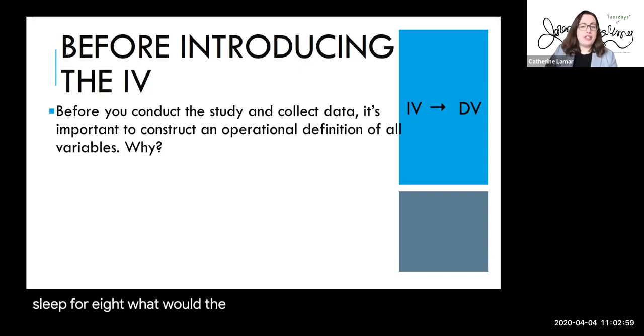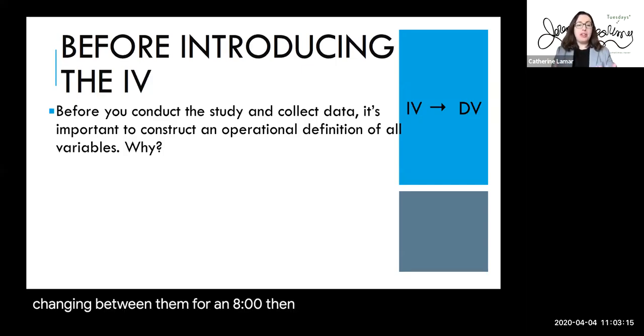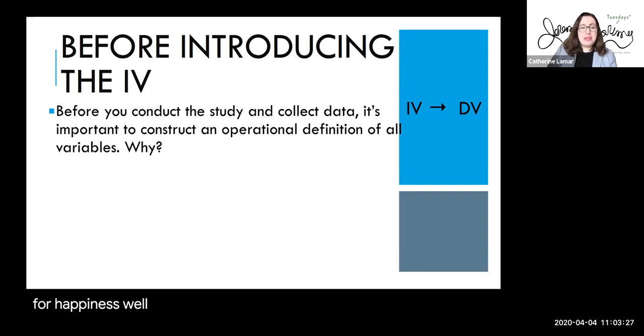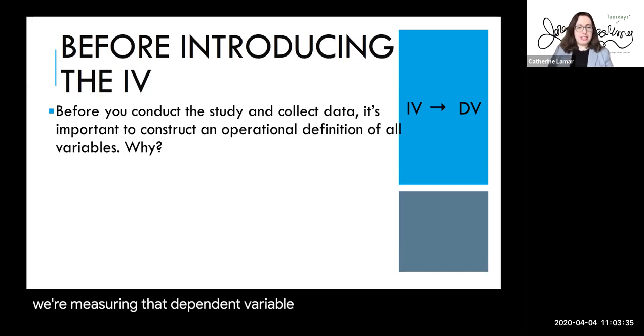What would the operational definition be for sleep? The number of hours that people sleep. So we have a 4-hour condition and an 8-hour condition, and the operational definition is the thing that's changing between them. 4 and 8, the number of hours is the thing that changes. So the operational definition for sleep might be the number of hours, but what's the operational definition for happiness? Well, participants would wake up the next morning and take a happiness survey. And so that happiness survey is the way that we're measuring that dependent variable, happiness.